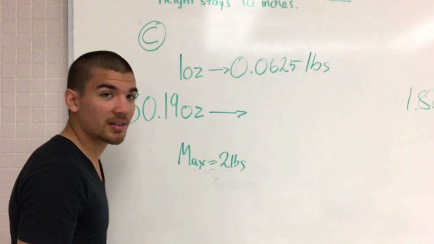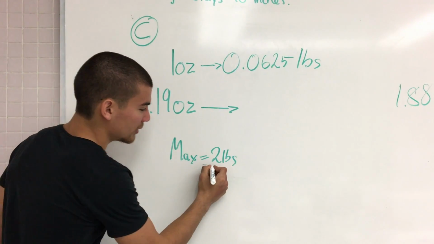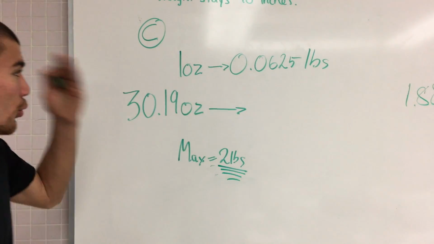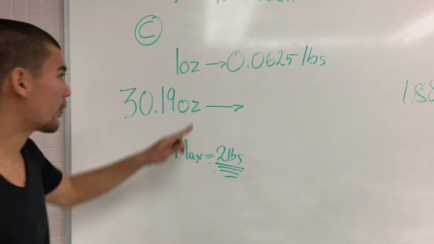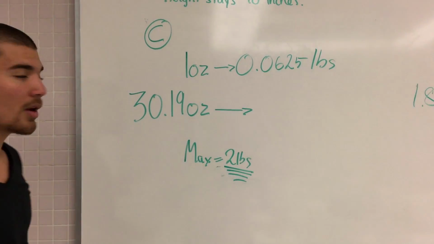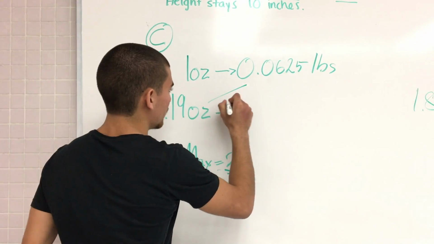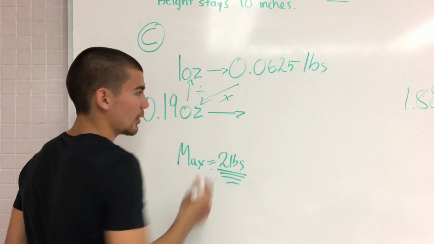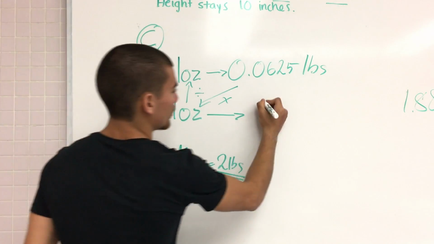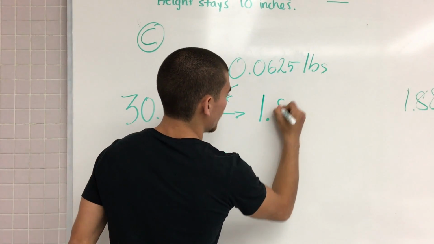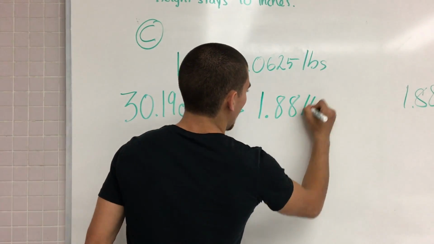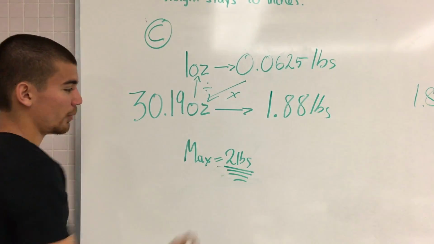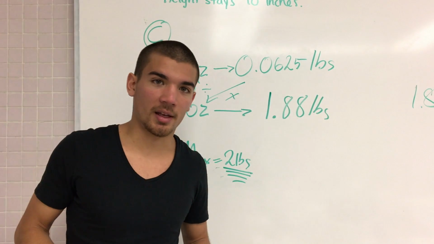So now they're telling us that the max amount of pounds that we can have is 2. So how do we do this operation? Get the answer in pounds. Once again, cross multiply and divide, the rule of 3. Our answer is 1.88 pounds. So this is less than 2 pounds. So yes, we can work with that.